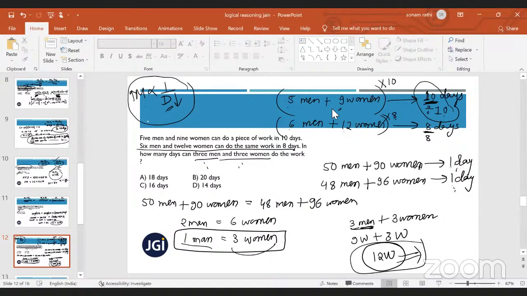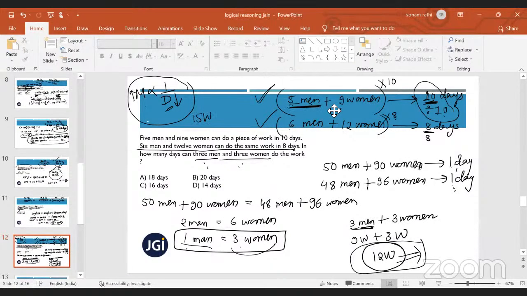Same thing I will do in either of these equations, either equation 1 or equation 2. Okay, so I will do it in equation 1. 5 men. 1 man is 3 women. So 5 men is how many women? 1 man is 3 women. So 5 men is how many women? 15. Correct. So can I write this as 15 women?